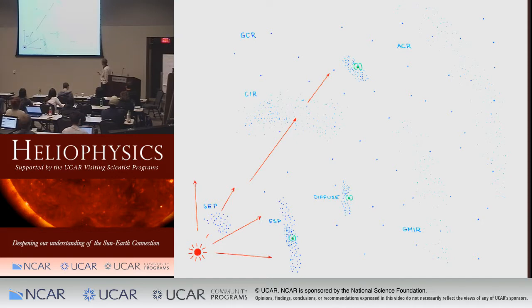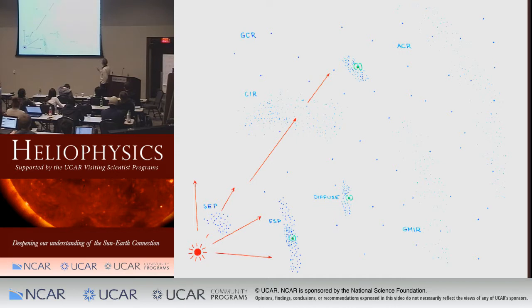There are these things called global merged interaction regions, which occur when you have many solar events during solar active regions, where several shock events and energetic particle events tend to coalesce. So when you get out into the distant heliosphere, they coalesce into some big events rather than individual single events that we would see closer to the sun.